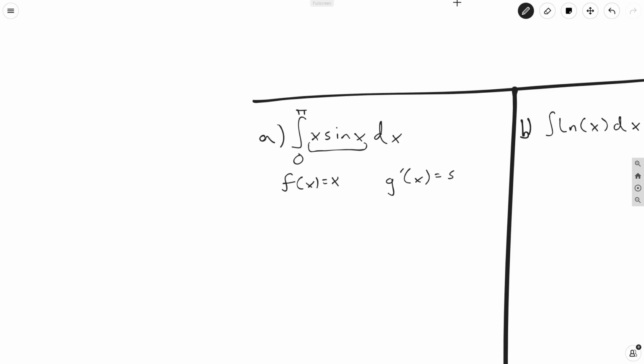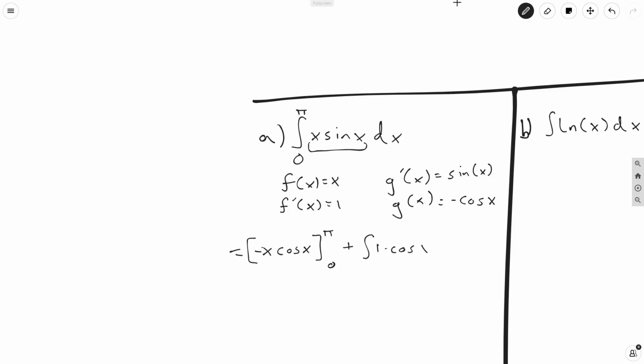Now at this point, I'd also recommend computing f prime of x, which in this case is just 1, and g of x. So what do you have to differentiate to get sine of x? Well, it would have to be minus cosine of x. Okay? So this whole thing is equal to, so what's our first term? It's f of x times g of x. So it's equal to minus x cos x, evaluated between 0 and pi, minus the integral of f prime g. So this is minus 1 times minus cos x, so that'll become plus cos x between 0 and pi.